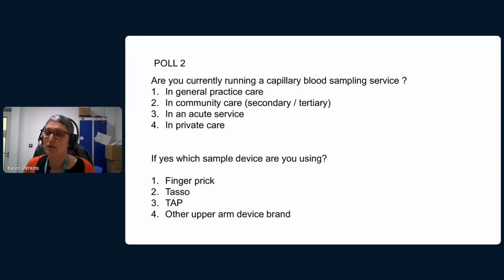Okay, we've got some finger prick users. Ooh, somebody else is using the TAP device out there. And somebody's using a different device. No takers for Tasso yet. Okay, we'll give it a few more seconds. There's a few of you answering. Lots of people responding with finger prick. That's interesting. It's the cheapest way of doing it, isn't it?